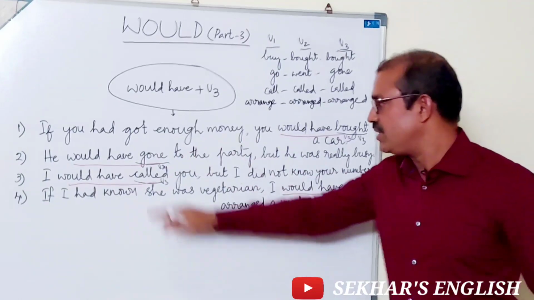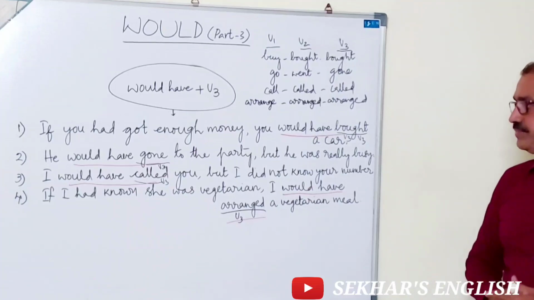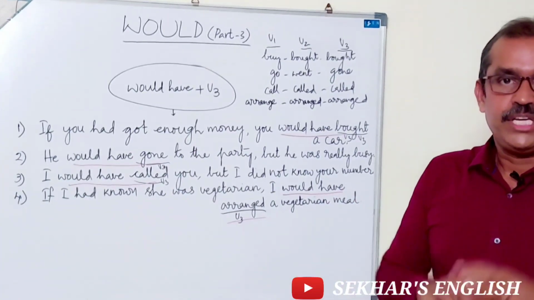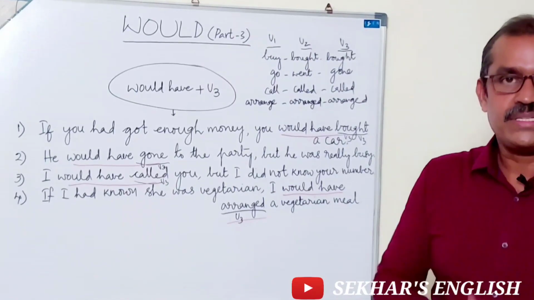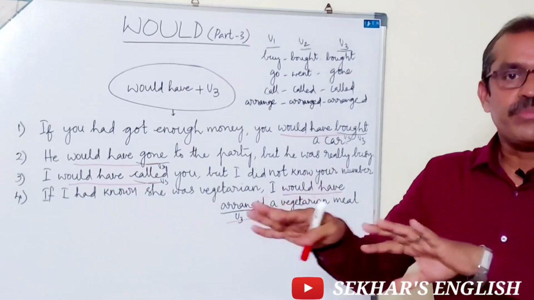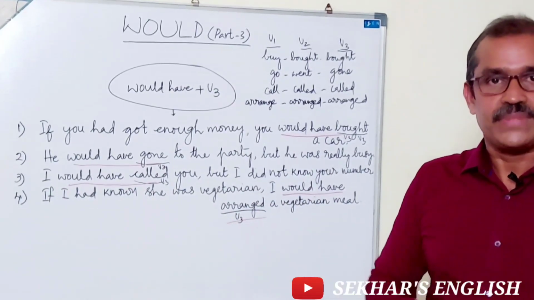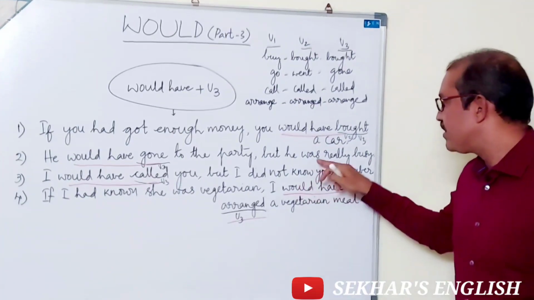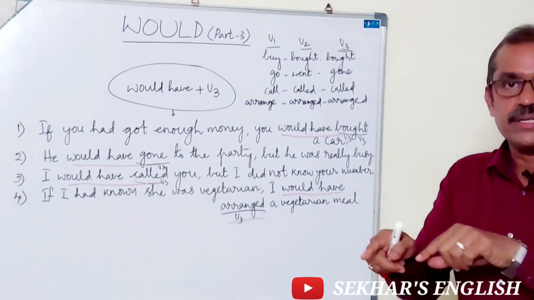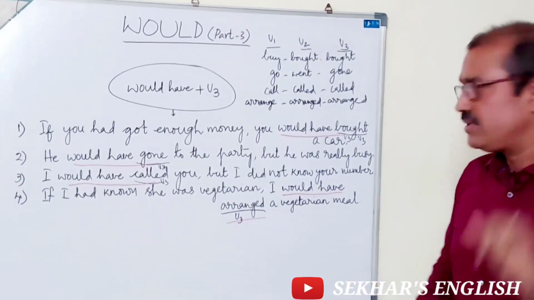Let's go to the next example. He would have gone to the party, but he was really busy. He would have gone to the party. What does it mean? He would have gone. That means he wanted to go, but he did not go. He wanted to go to the party, but he did not go to the party. It did not happen because he was really busy. That's why he did not go to the party. Actually, he wanted to go to the party, but it did not happen, right?